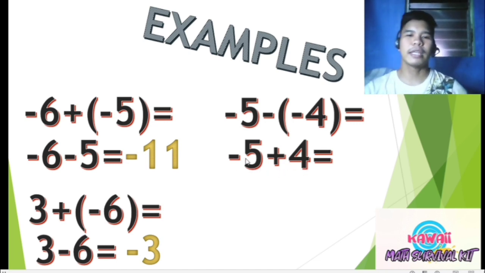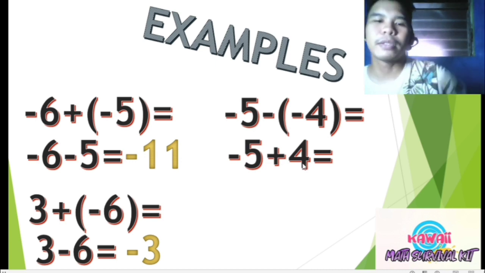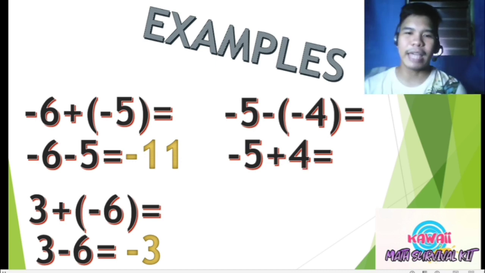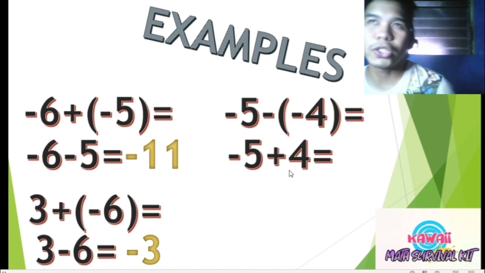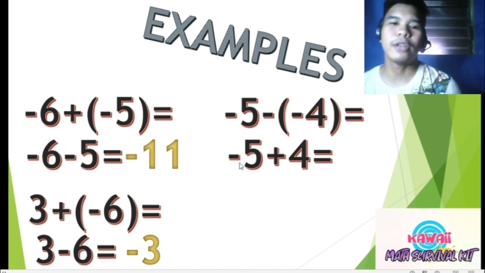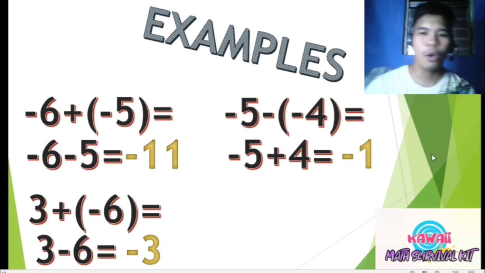So this is negative and this one is positive. So we subtract since they have unlike signs. So 5 minus 4 is 1. And then you copy the sign of the larger number, which is negative. So your answer is negative 1.